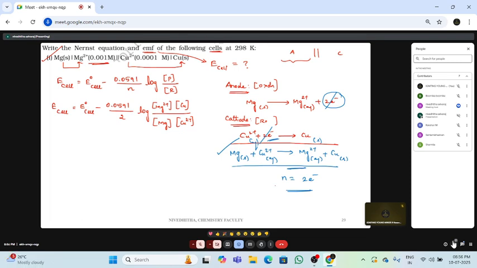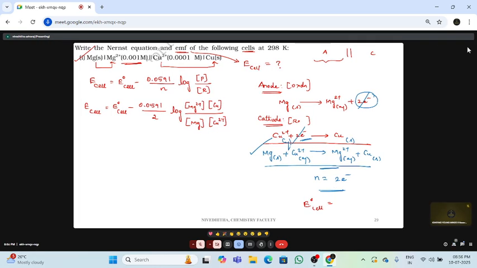Okay, so here we have to know the value of E naught cell. Could you please tell me the formula of E naught cell? Formula of E naught cell? E naught cell is equal to E naught cathode minus E naught anode. That's it. E naught cathode minus E naught anode.